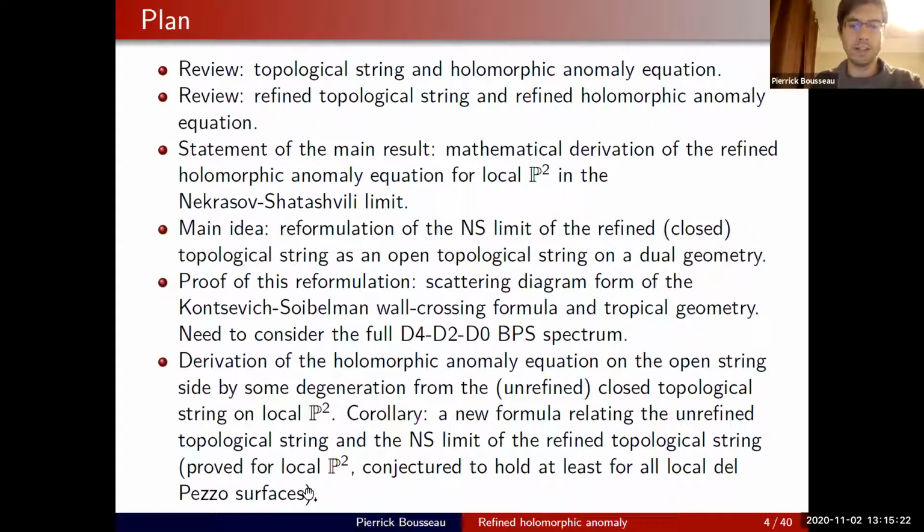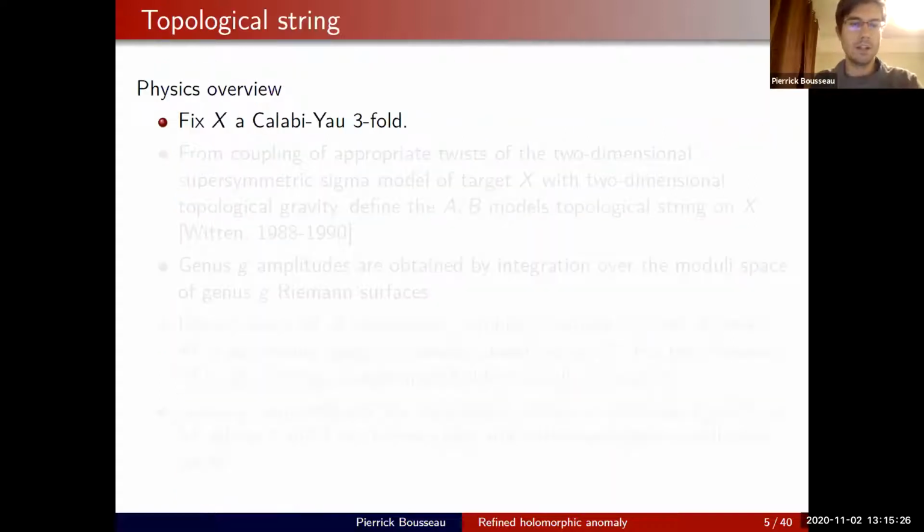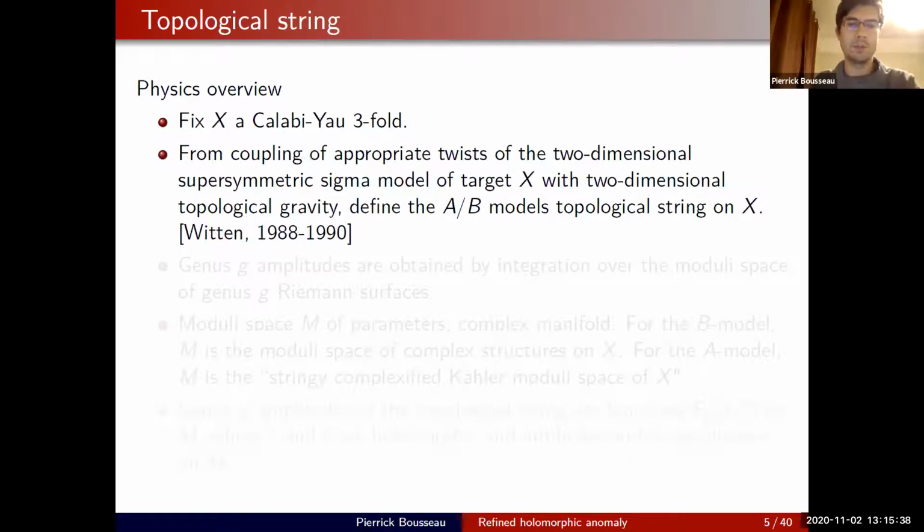So this thing is a plan, and now I start from the very beginning. So I start by some overview of the topological string from first some kind of physics perspective. So fix X a Calabi-Yau threefold. Then from coupling an appropriate twist of the two-dimensional supersymmetric sigma model of target X with two-dimensional topological gravity, we can define A and B models of the topological string.